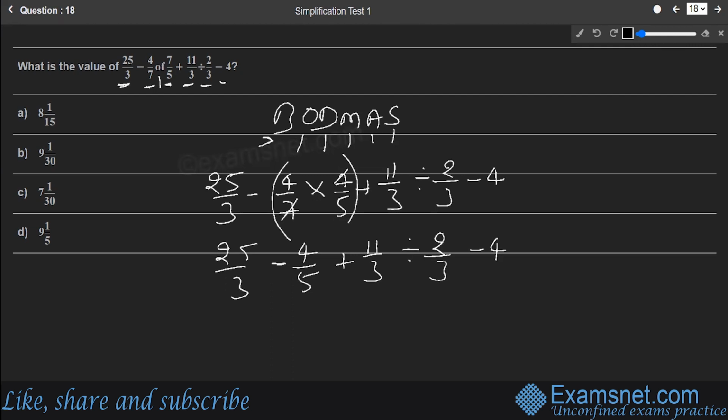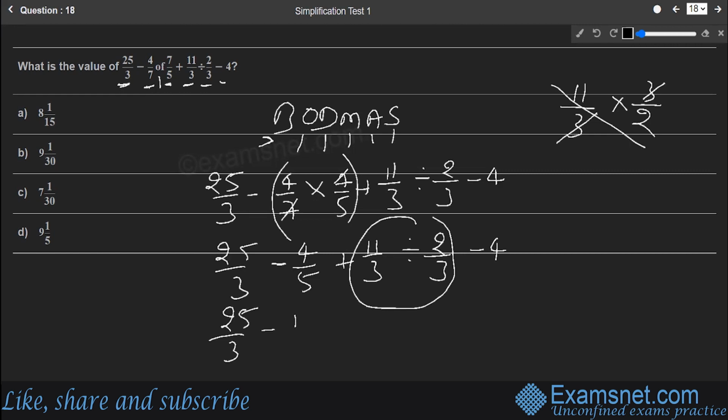After 'of', the priority is divide, so we'll have to divide this. We can do it on this side also: 11 by 3 divided by 2 by 3. So the multiplicative inverse, that is 3 by 2, can be taken in the into form. So it comes out to be 11 by 2 here. So let's write the rest of the thing as it is, minus 4 by 5 plus, in place of this division, 11 by 2 has come, and then minus 4.